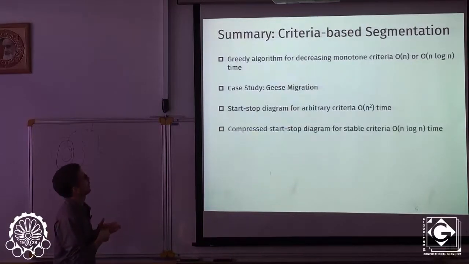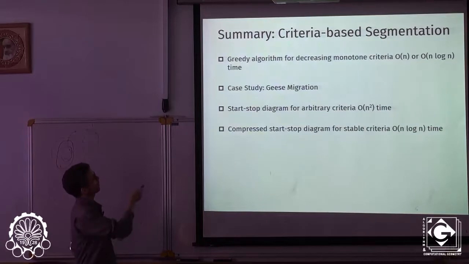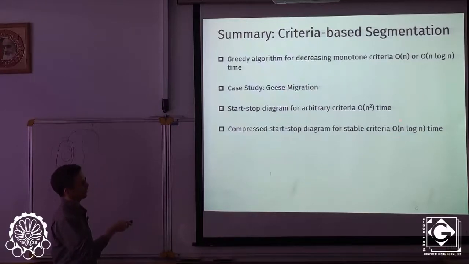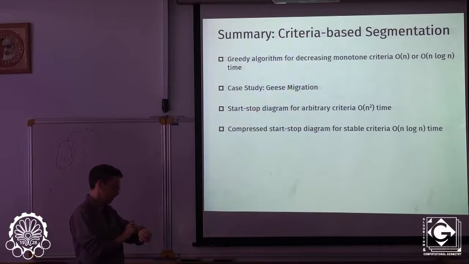OK, so to sum up the criteria-based segmentation, I showed you a greedy algorithm. I showed you this example of goose migration. The start-stop diagrams as such give you quadratic time. But for a large set of criteria, and I would argue many criteria fall under this condition, we can actually have algorithms that run in order n log n time.